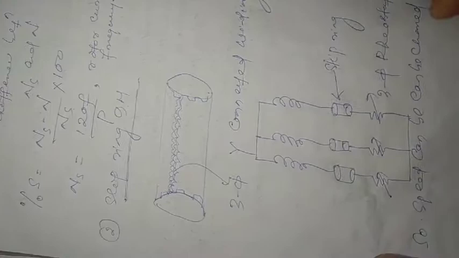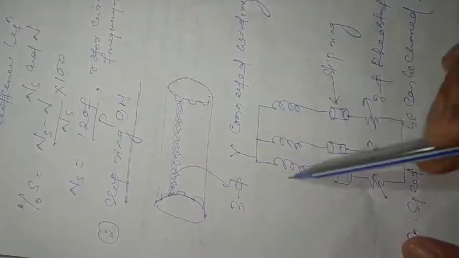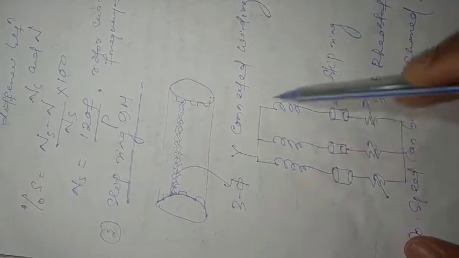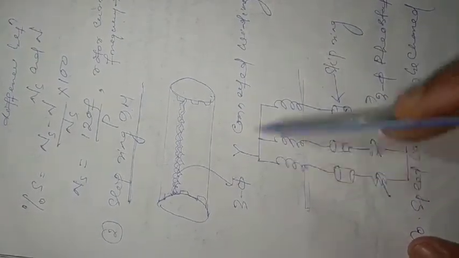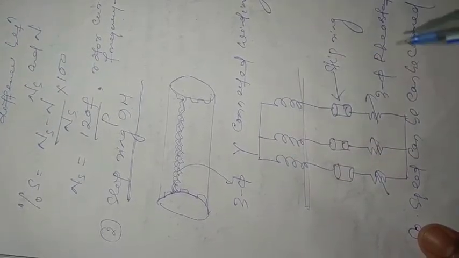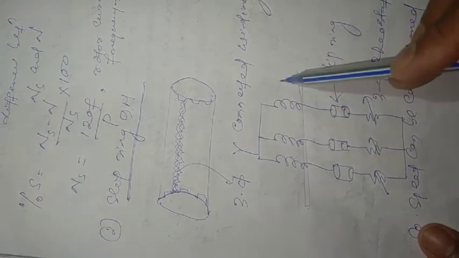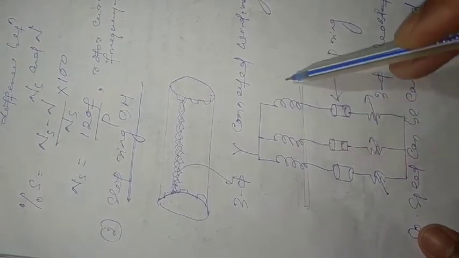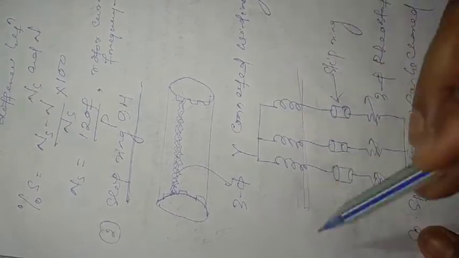Whenever the rotor rotates, this star connected winding also rotates, so there will be an induced EMF. The induced EMF will produce a current. Once we can change that current, we can change the speed. So how do we change the current?